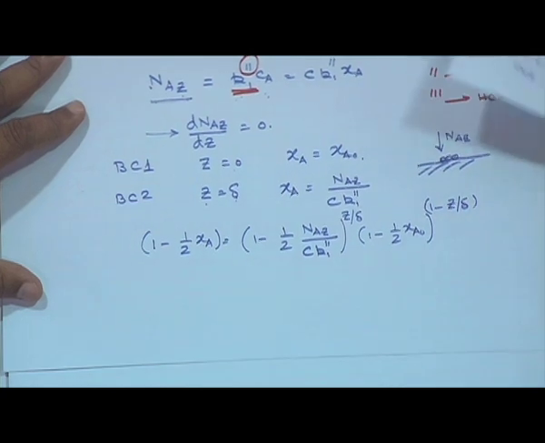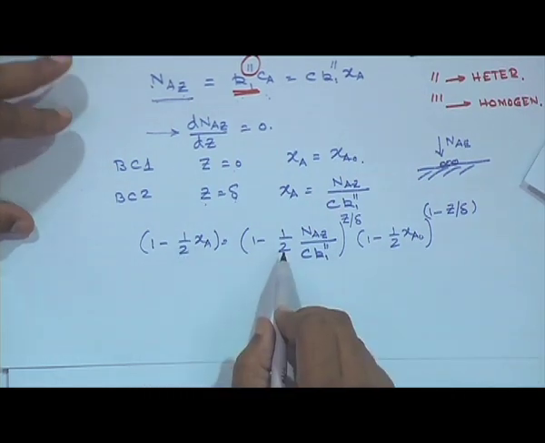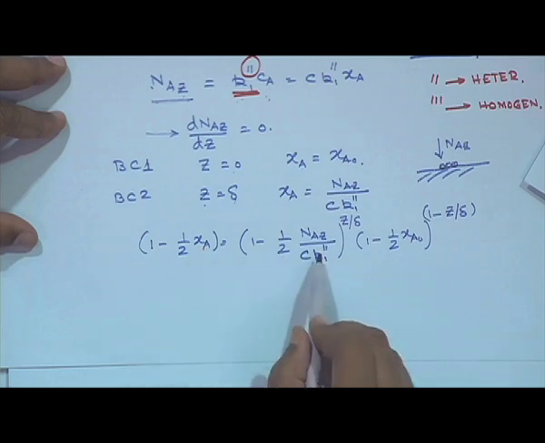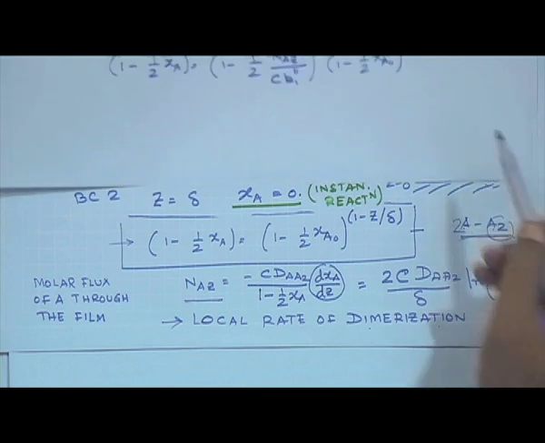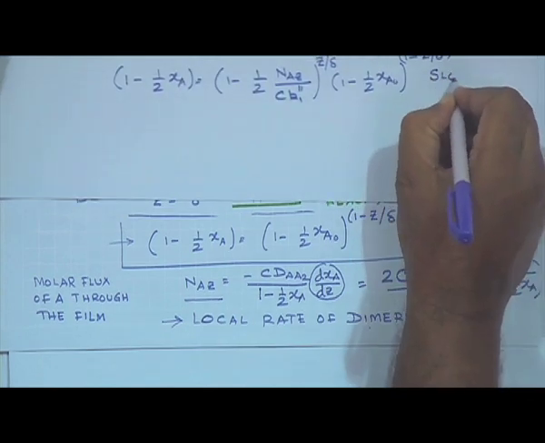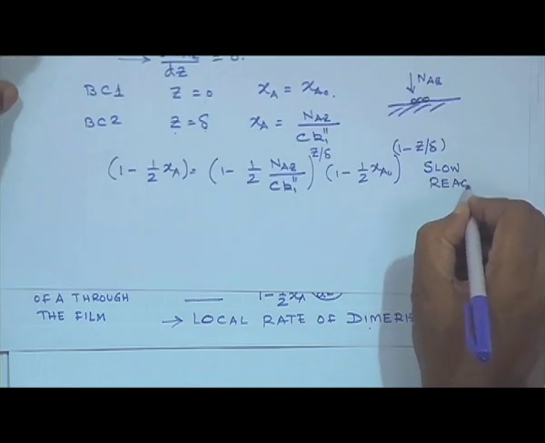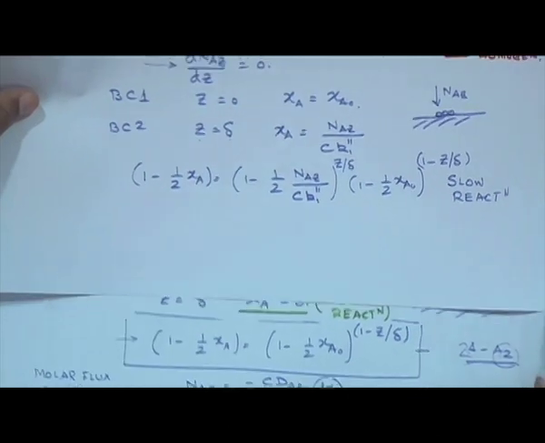so, this is going to be the expression for the concentration distribution of A in the z direction. Just compare this with the expression which we have obtained when it was an instantaneous reaction. So, this is for a slow reaction and this is for an instantaneous reaction.